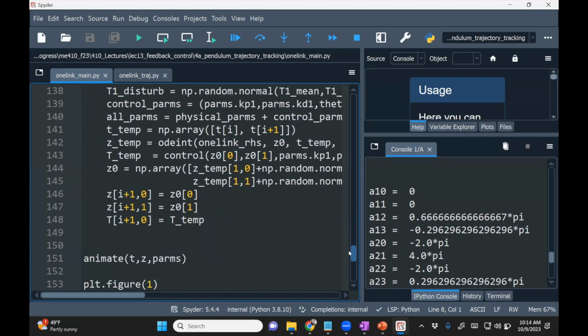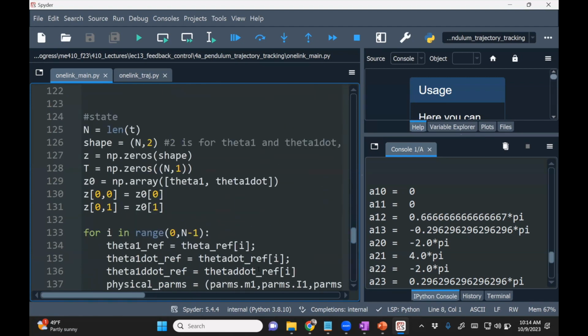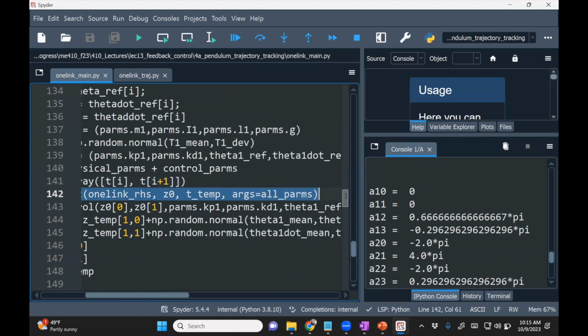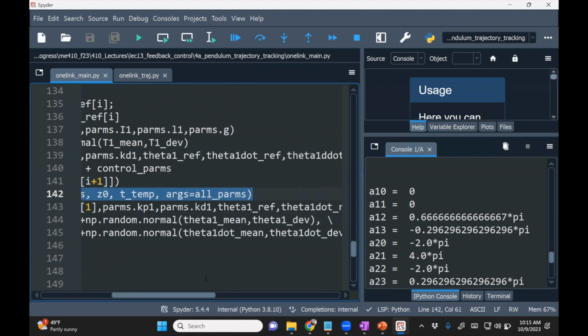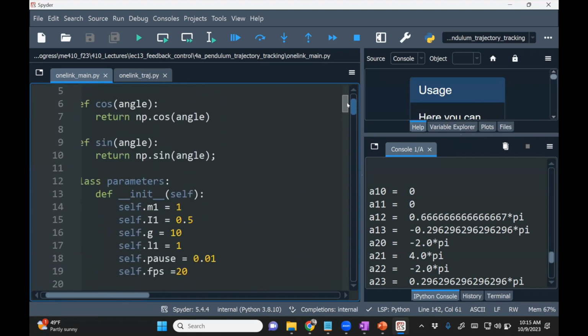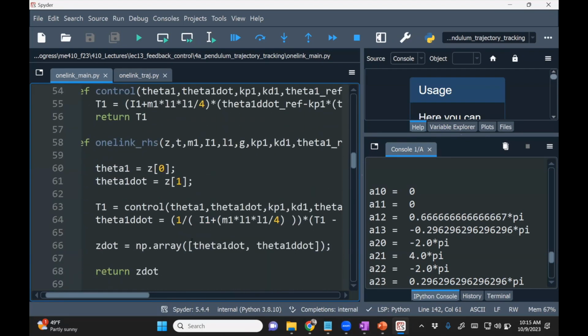See, the meat of this code is where I do the simulation. I should call ODE somewhere. It's right here. This is the place where I call the ordinary differential equations solver to simulate the system. And this one link RHS is my equations of motion. That would be called from animate control. Yeah, one link RHS. So this one writes the equations of motion, which is this.